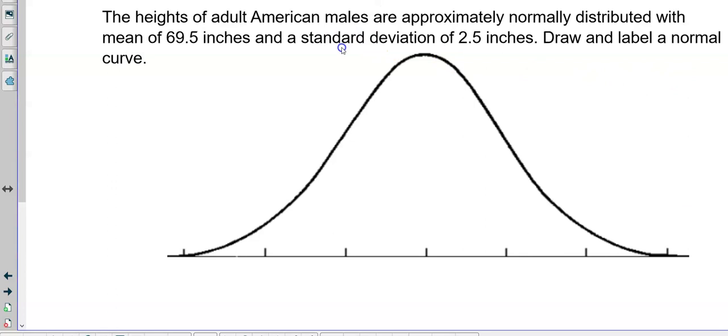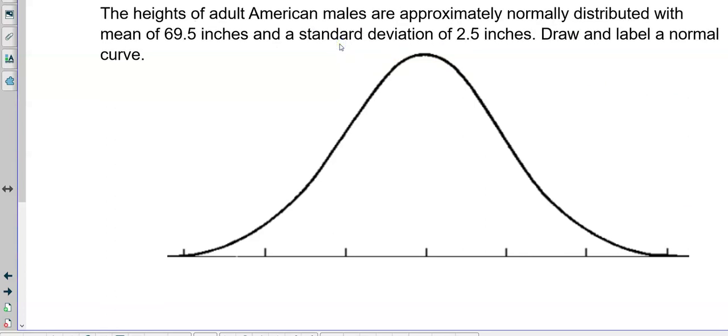So this is kind of interesting. Men in America have heights that are normally distributed with a mean of 69.5, so that's the average or typical adult male, with a standard deviation of 2.5. So 69.5 plus 2.5 is 72, 74.5, and 77. Subtract 2.5 is 67, 64.5, and 62, I believe. Okay, I've got all that.